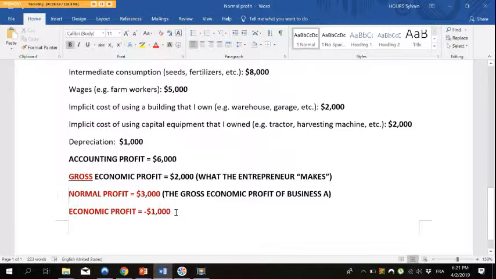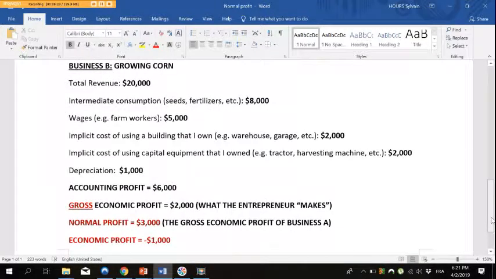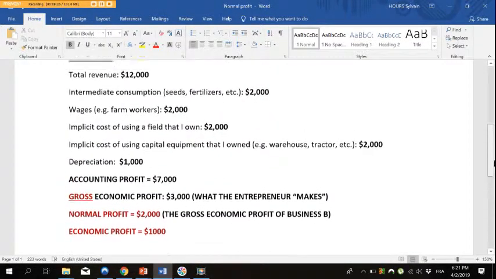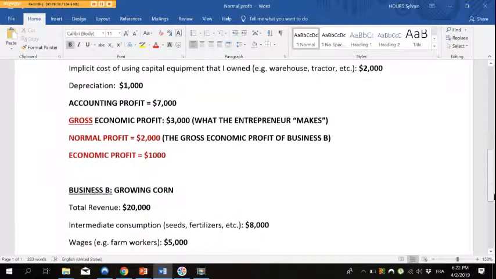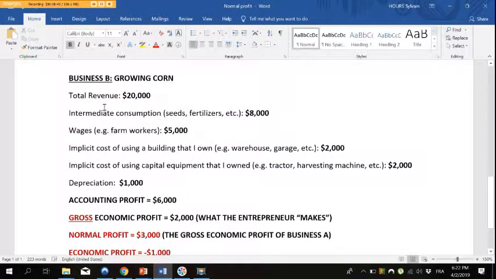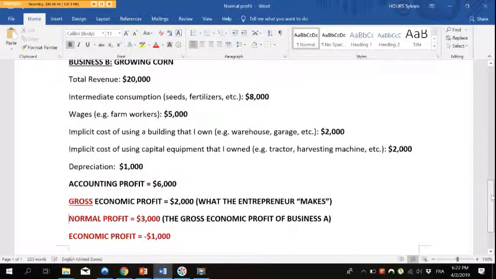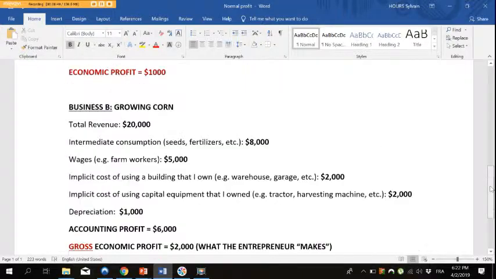So then the last question that we can ask ourselves is, well, what should the farmer do? Of course, in this case, he should grow potatoes. Growing potatoes provides a positive economic profit, which means that this is the best alternative that the farmer can choose. This is the best option. And of course, business B yields a negative economic profit, which means that if the farmer is currently growing corn, he should just stop and instead grow potatoes.